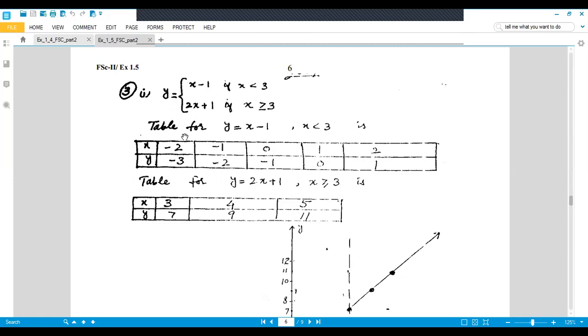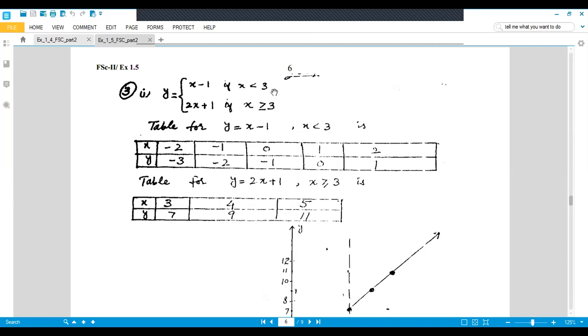Look, for y is equal to x minus 1, you have to draw two tables: one table for x minus 1 and the other table for 2x plus 1. So x is less than 3, so you will take any value which is less than 3. So we take it from minus 2 to positive 2. You can take it from minus 2 to positive 3, no problem.